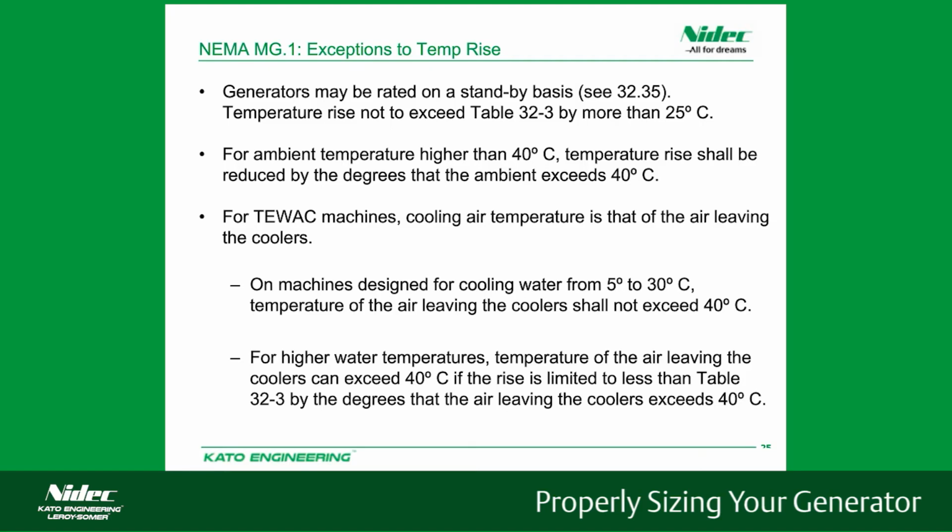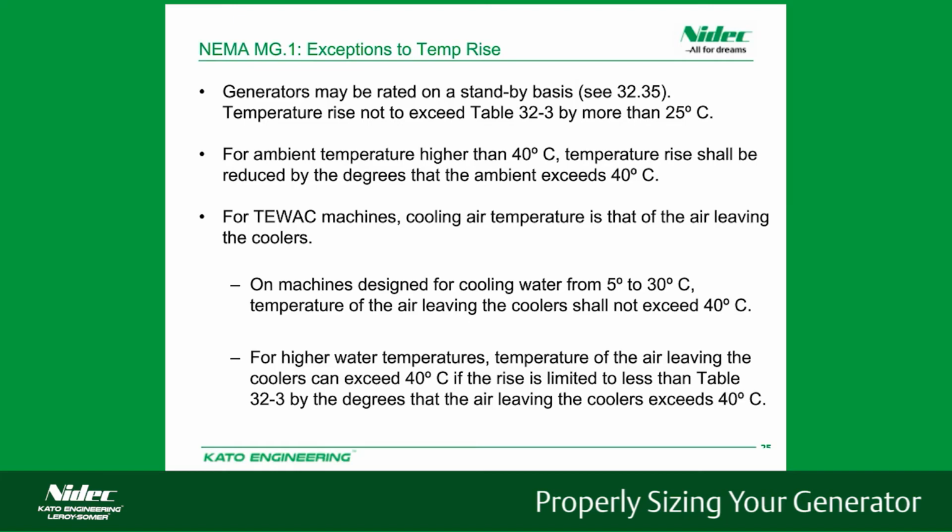So if, say for example, instead of rating a machine at a 40-80, we wanted it to be in a 50 degree ambient, we would have to rate it at 50-70 to maintain that 120 degrees overall temperature.